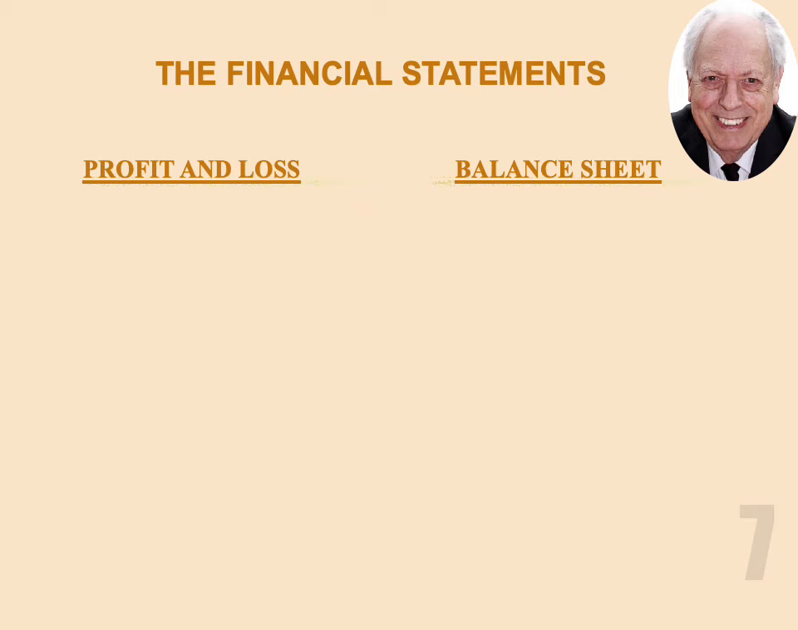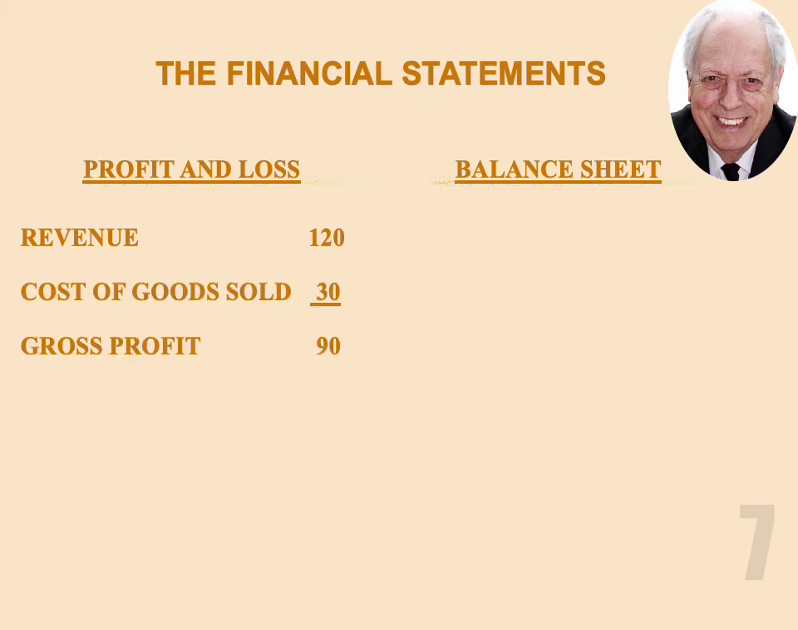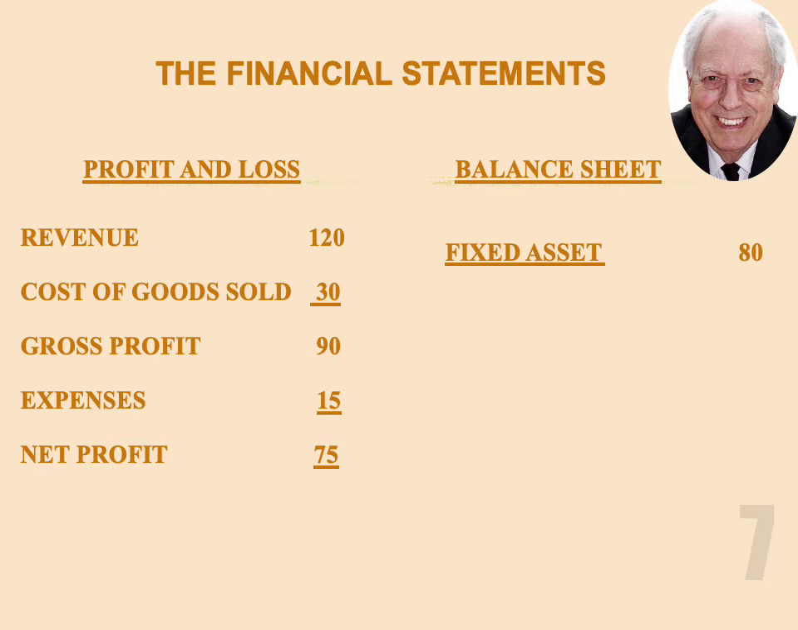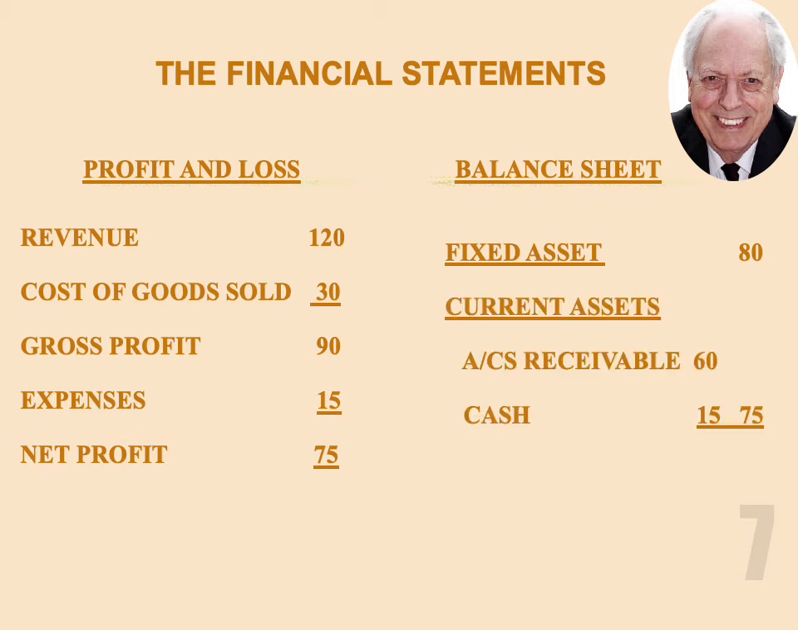We can see they've earned revenue of 120. Remember, that hasn't all come in cash. We had cost of goods sold of 30 and a gross profit therefore of 90. Expenses only 15 and a net profit of 75. When we look at the balance sheet, we've got a fixed asset, that's the ship, and we have current assets, things that turn over within a year. Accounts receivable, the 60 that's still owed to us, and cash of 15. So we have 75 to add to our 80, giving us 155, which is balanced by the capital, 155.